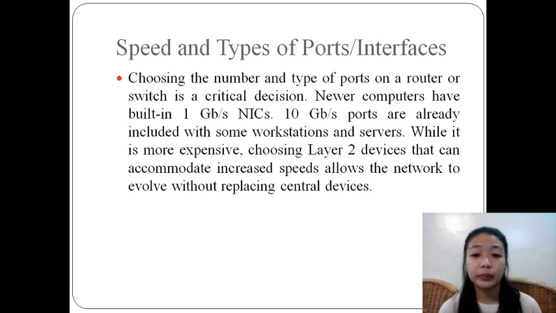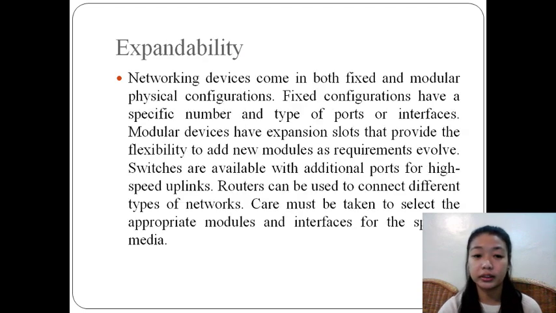Next, speed and types of ports interface. Choosing the number and type of ports on a router or switch is a critical decision. Newer computers have built-in 1 gig NICs. 10 gig ports are already included with some workstations and servers. While it is more expensive, choosing layer 2 devices that can accommodate increased speeds allows the network to evolve without replacing central devices.